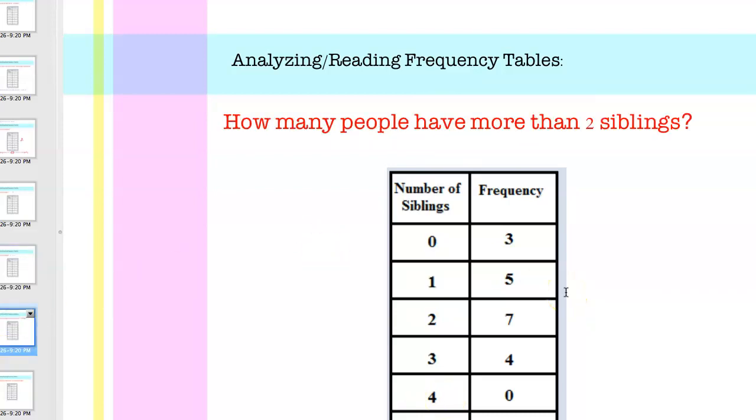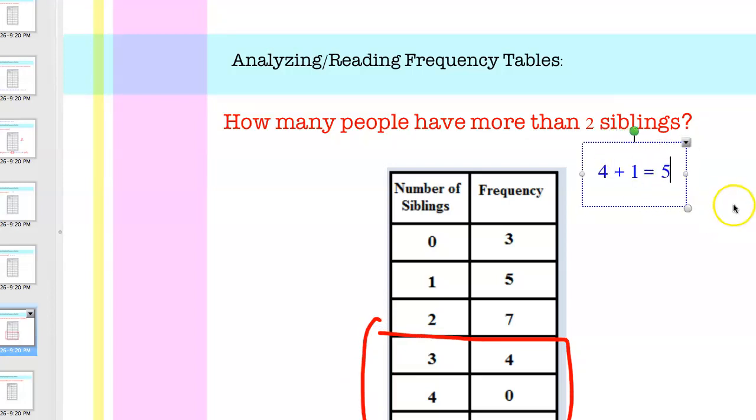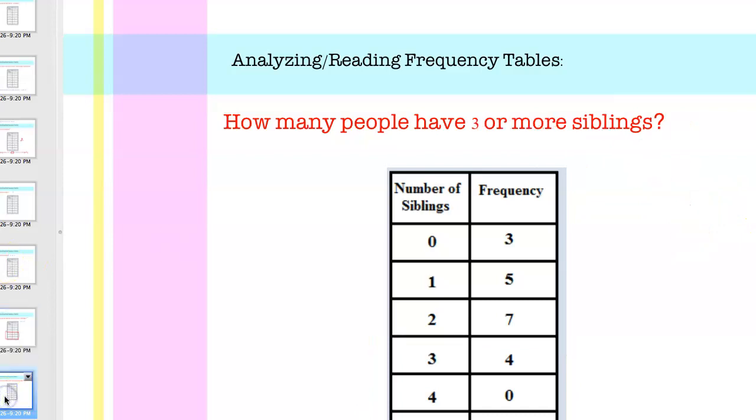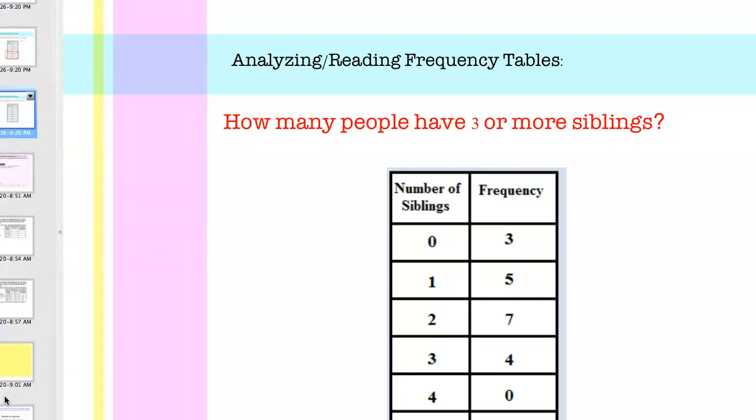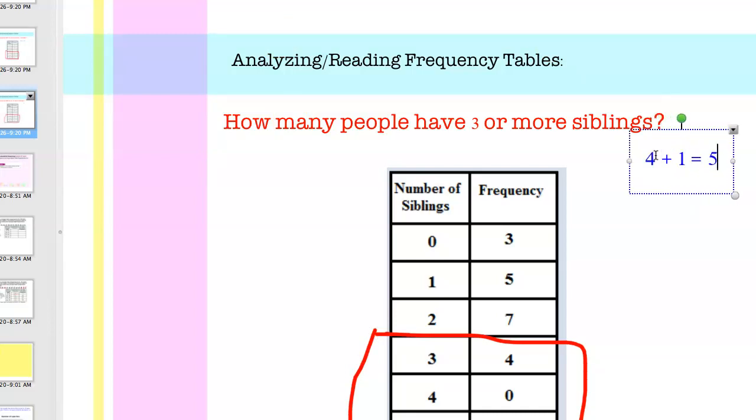How many people have more than 2 siblings? So here's 2. I want to know more than 2. So that is here, these. So 4 plus 1 is 5. So 5 students have more than 2 siblings. How many people have 3 or more siblings? So 3 or more. So that is including 3. 3 or more. So that's 4 plus 1, which equals 5.